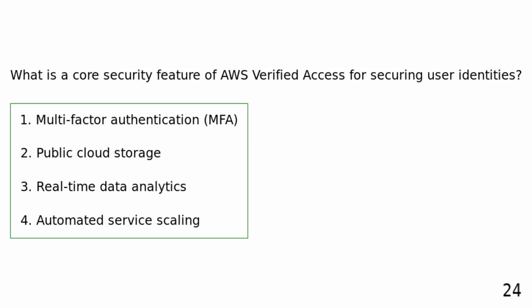What is a core security feature of AWS Verified Access for securing user identities? Multi-factor authentication. Public cloud storage. Real-time data analytics. Automated service scaling.